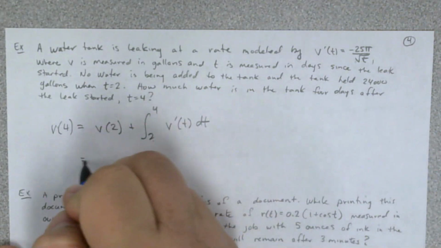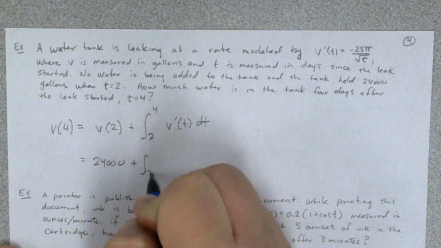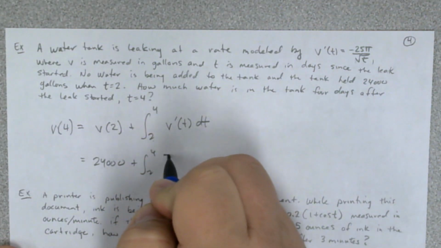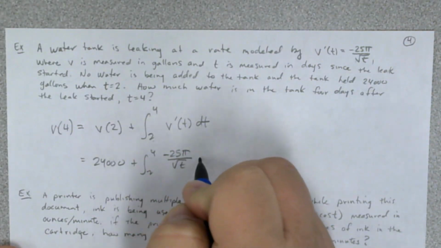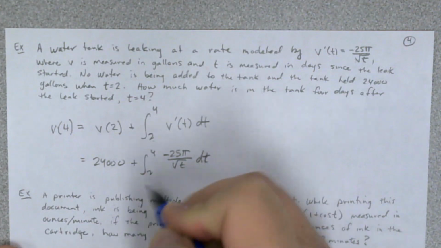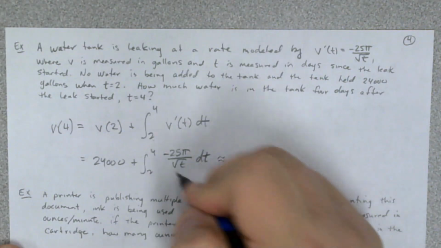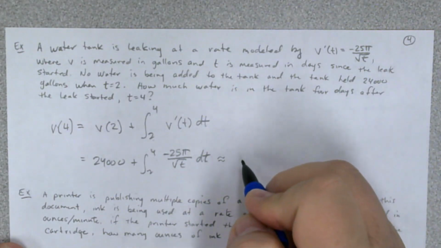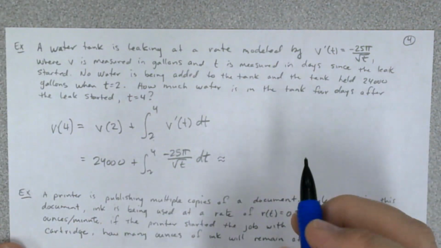And so then I can plug in my values for these things. And then I'm going to integrate here from 2 to 4 of this function, which they gave me as negative 25 pi over the square root of t dt. Again, you can try and do this by hand if it's possible for you to do, which it is. It just takes a little bit more effort. But I can use my calculator, and pause it and type this into your calculator to make sure you get the right answer.